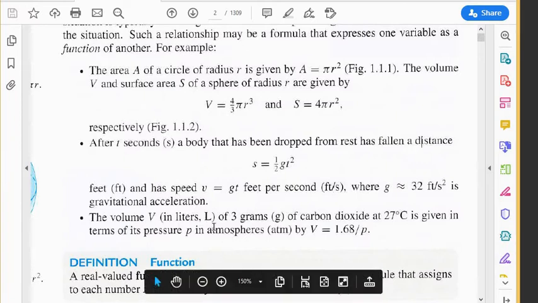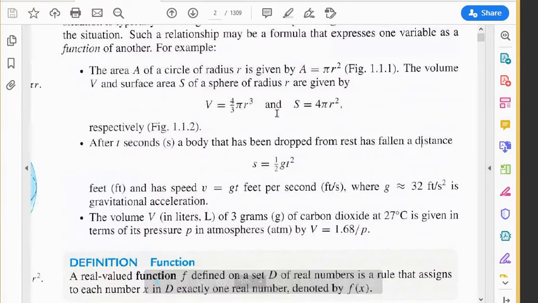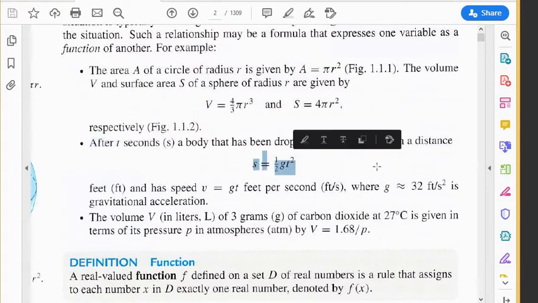Hello and welcome. In this video we are going to continue with page 2. In the previous video we derived these two equations, and now let's start reading from here. After 3 seconds, a body that has been dropped from rest has fallen a distance equal to this. So let's derive this equation.